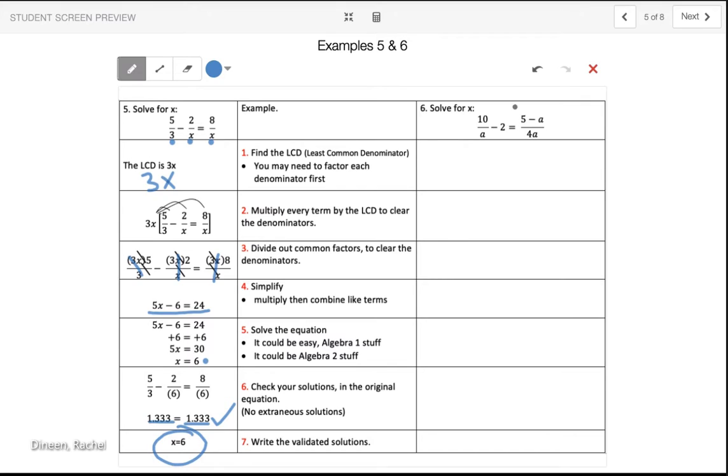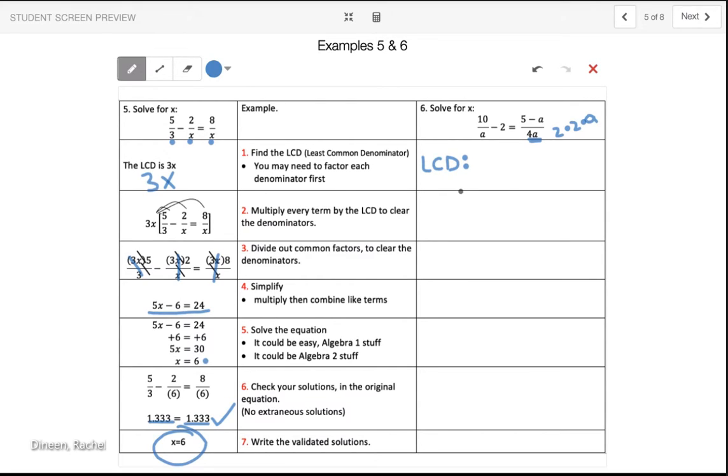Okay, so let's do one together. I recommend writing this down as I go through it. So the first thing we have to do is find the LCD. If you want to break apart 4a, that is the same as 2 times 2 times a.